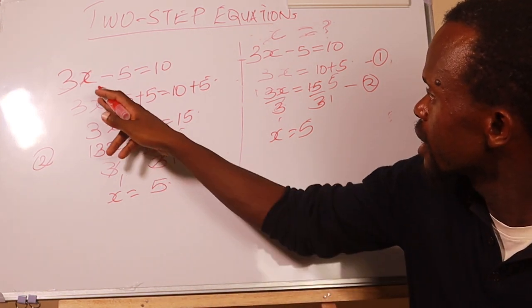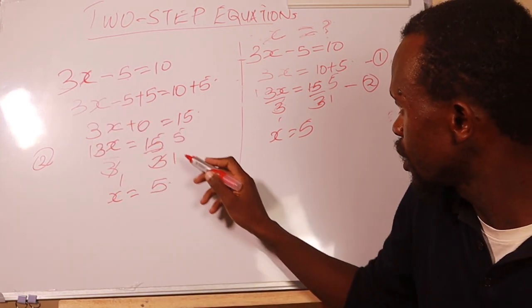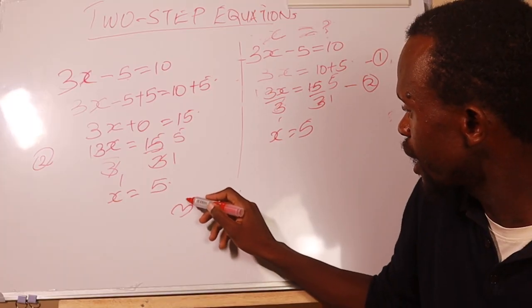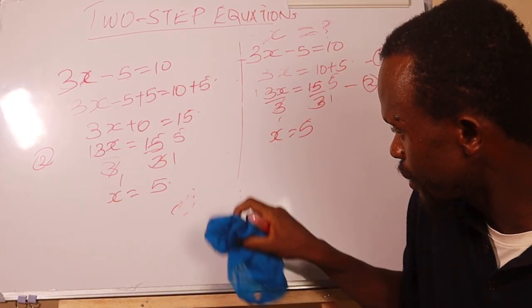We can confirm whether we are right by multiplying again. So this would be, remember we said 3x, let me just write properly.